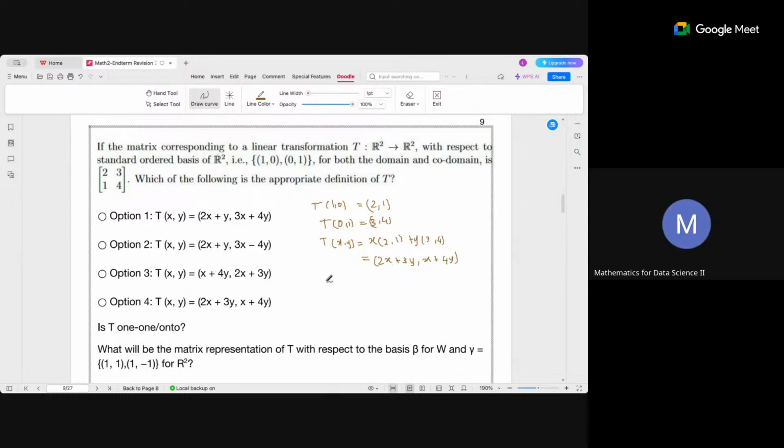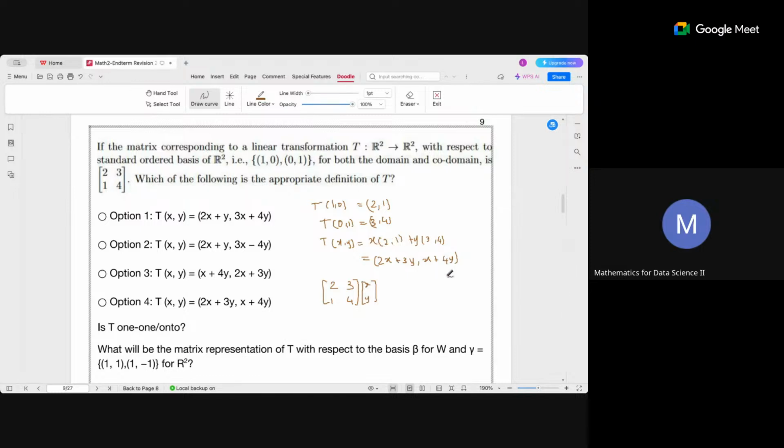The other way is that you simply multiply [2, 3; 1, 4] with (x, y). Remember, this can be done only when you have the standard ordered basis. That's why I did not give this straight away, because if the underlying basis is different, then you need to write this (x, y) as a linear combination of the basis given to you. Here it is the standard ordered basis, so you don't have to think much.